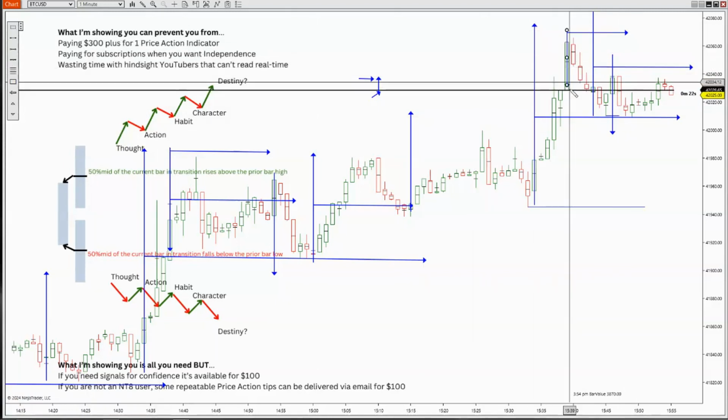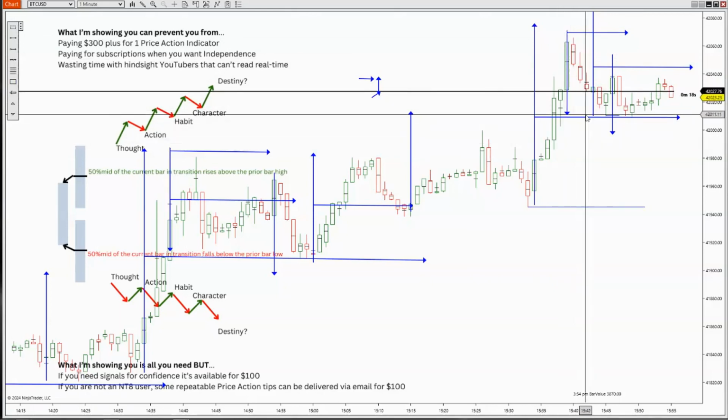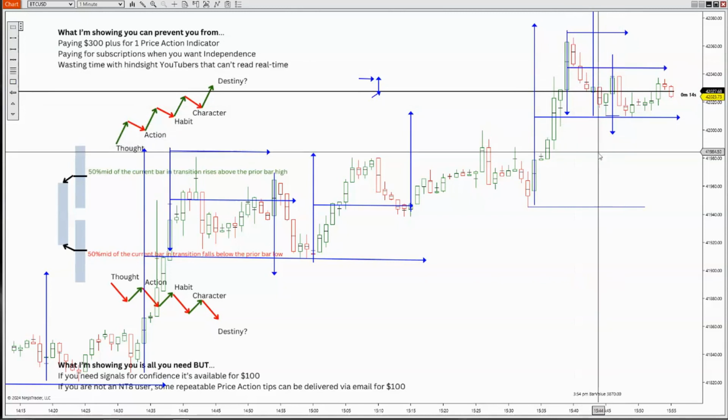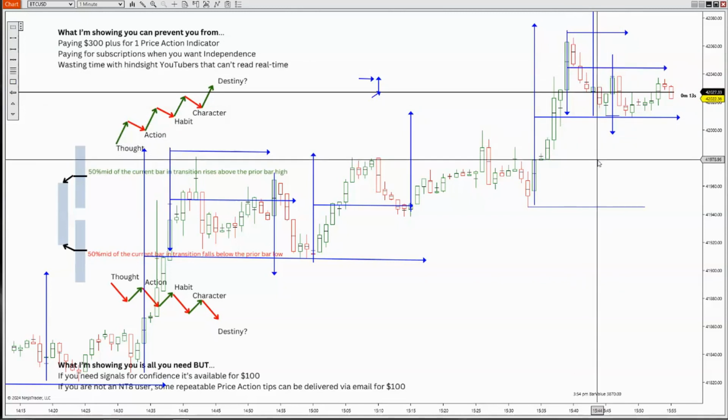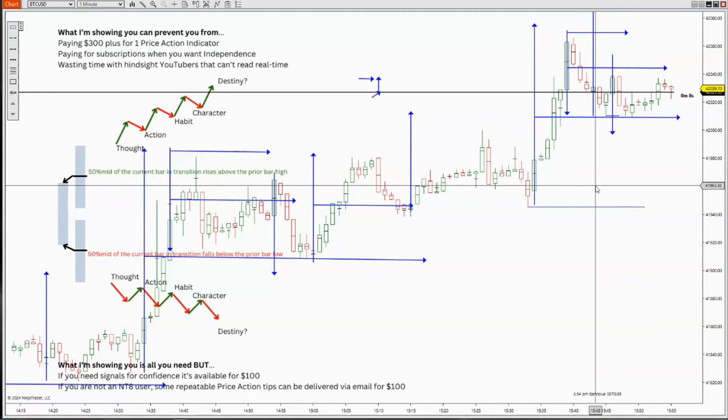I want you to look at the chart very objectively. Don't let the movements get you and throw you off. That's not what it's about. It's about simplicity, and I'm gonna prove it to you.